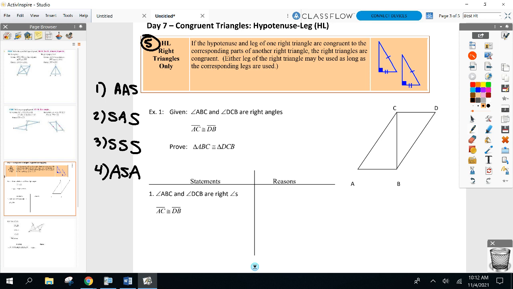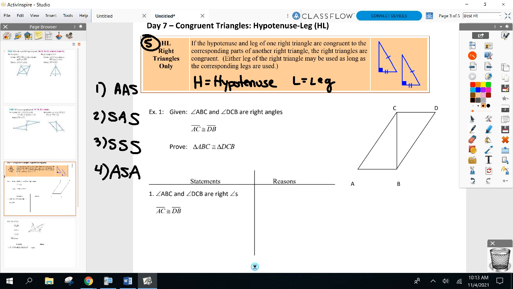And I do this last because it's a little unique. We know what the S's and the A's stand for. That's sides and angles. So what do the H and the L stand for? Here you go. The H stands for hypotenuse. Some of you may or may not have heard of that term before. I'll go over it. The H stands for hypotenuse, and the L stands for leg. Hypotenuse and leg.